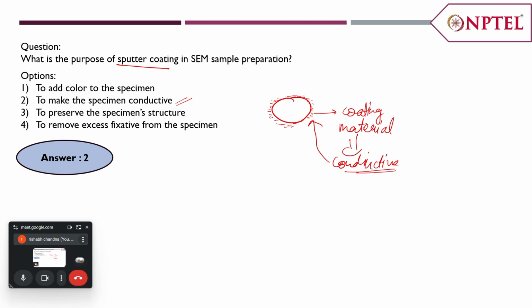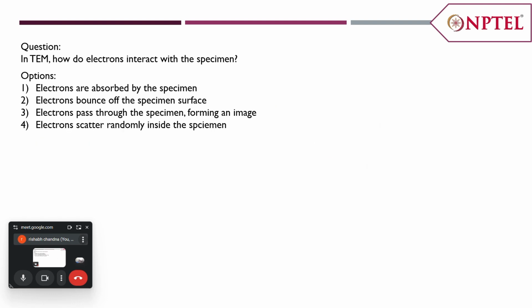Okay. So let's move on to the next question. In TEM, how do electrons interact with the specimen? The options are: electrons are absorbed by the specimen, electrons bounce off the specimen surface, electrons pass through the specimen forming an image, or electrons scatter randomly inside the specimen. What can be the correct answer?